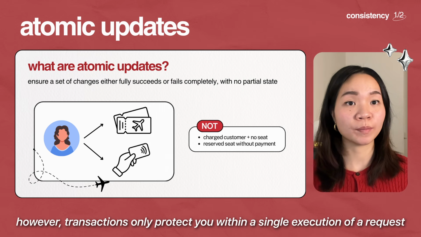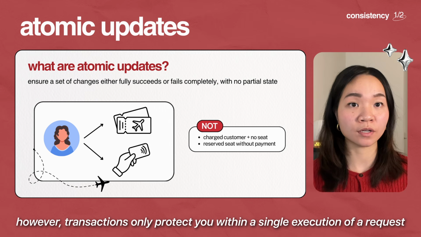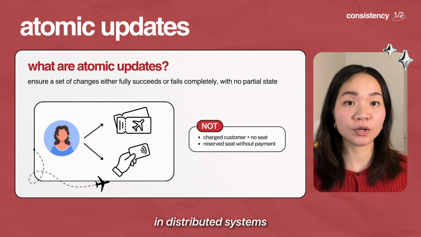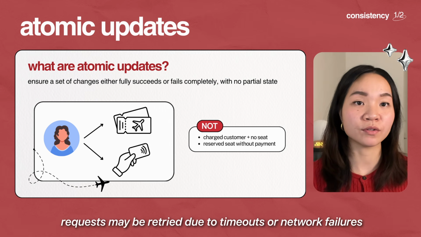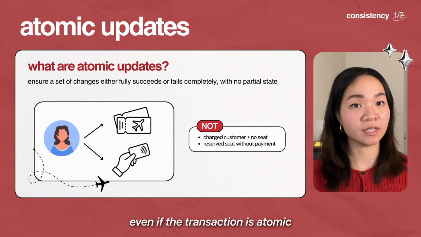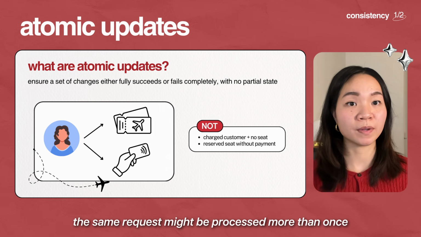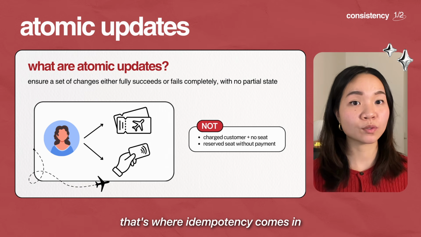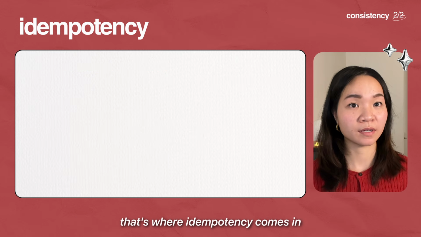However, transactions only protect you within a single execution of a request. In distributed systems, requests may be retried due to timeouts or network failures. Even if the transaction is atomic, the same request might be processed more than once. That's where idempotency comes in.